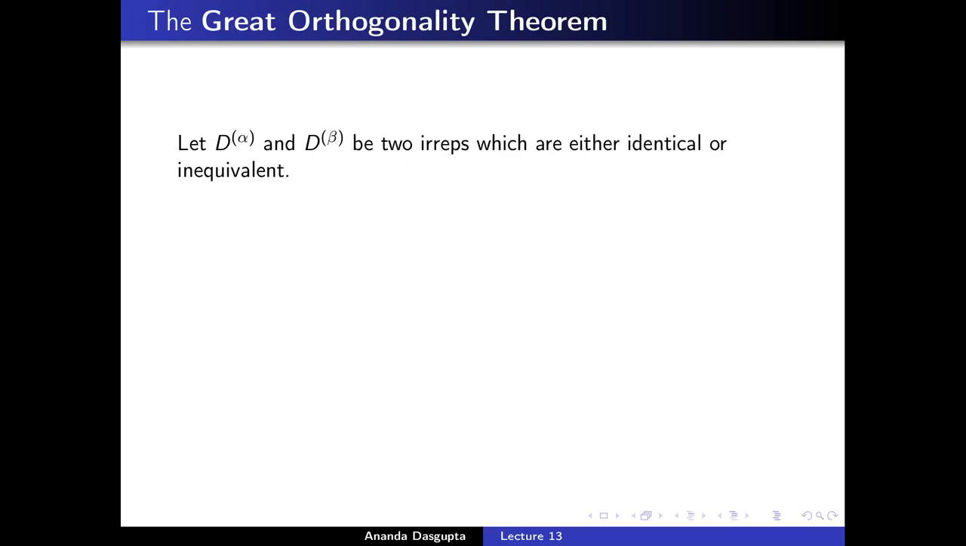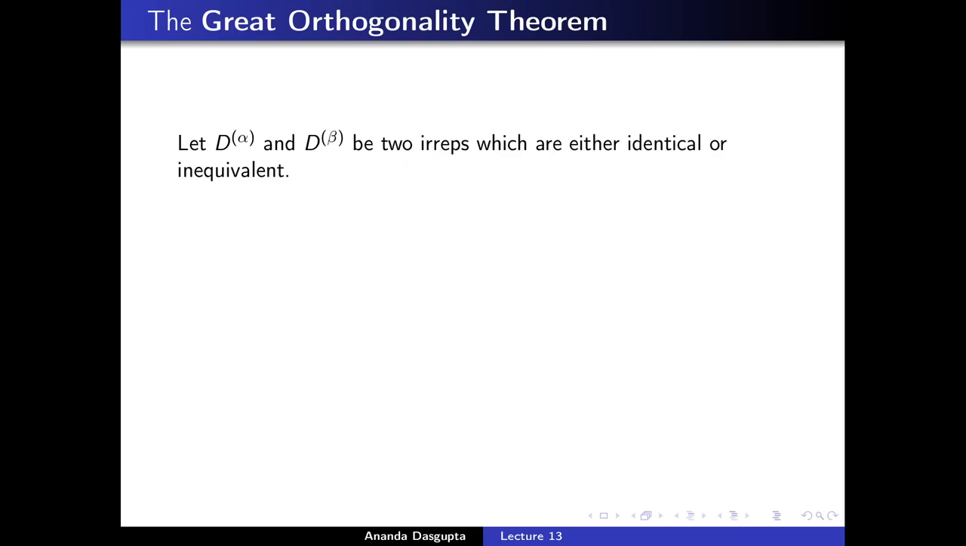However, when I said that the number of irreps is finite, you must realize that I am only talking about inequivalent irreps, because given a particular irrep, any representation which is equivalent to it, that is one which you can obtain from the first irrep by doing a similarity transformation, is also going to be an irrep. And of course, there are infinitely many such similar representations.